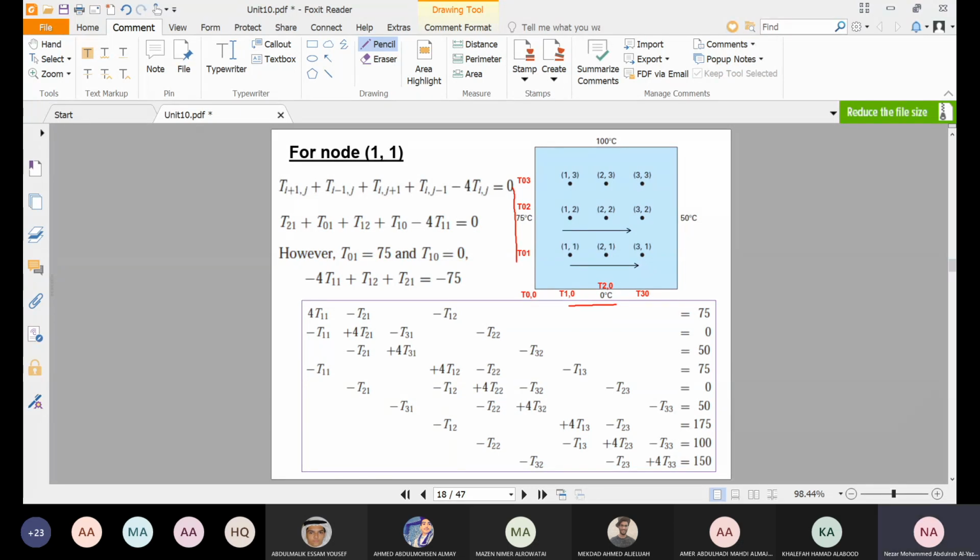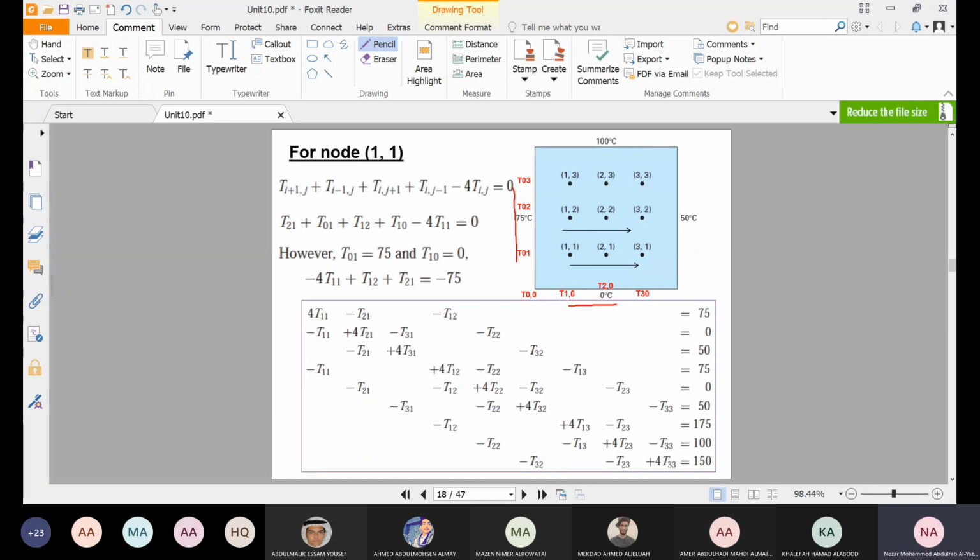So at any node, if you start from node number 1, for example, I1, J1. Okay, so this is node number 1, 1, 1. So we can rewrite the equation for node number 1. Here we just substitute 1 instead of I. So you have here T21 plus T01 plus T12 plus T10 minus 4 T11 equals 0.